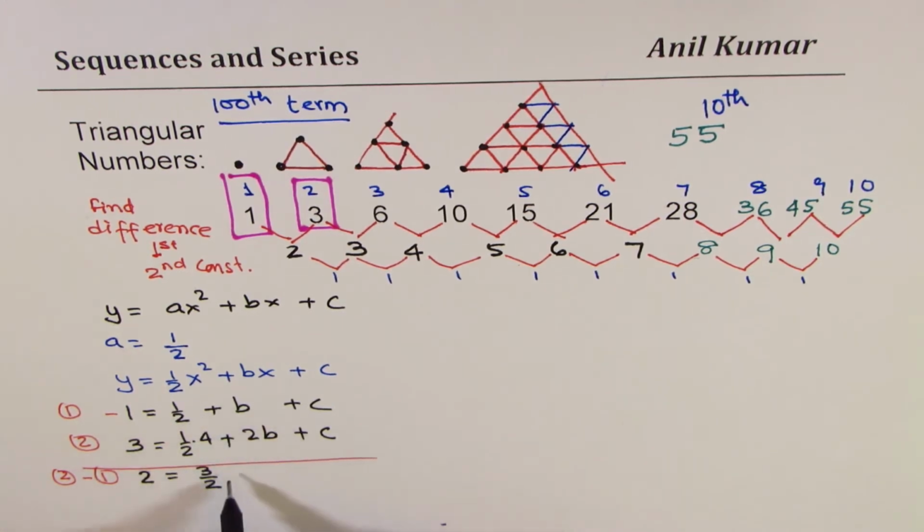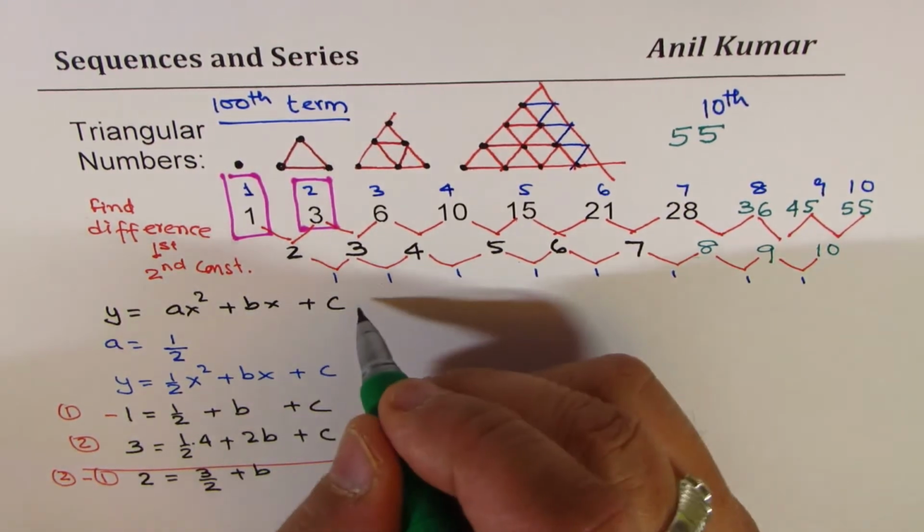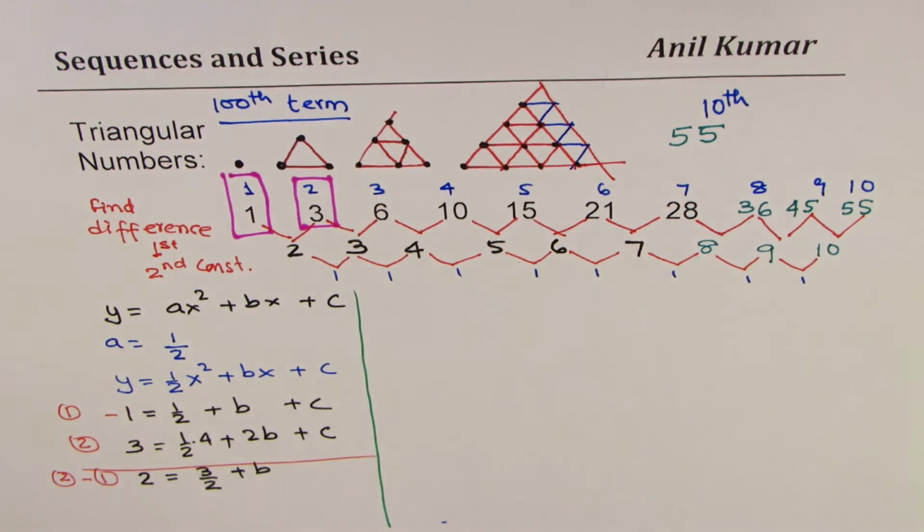And 2b minus b is just b. And c minus c is 0. So we are left with b plus 3 by 2 equals 2. So what is b now? Let's find it, and then we'll find what c is.